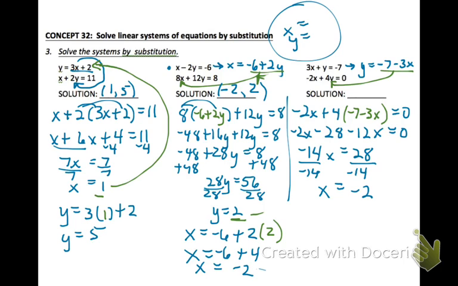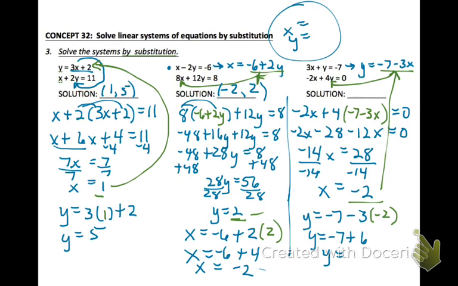Now I need to take what x equals and plug it into one of my originals, or even the one I adjusted. And so that's where I'm going to plug it in. So I have y equals -7 minus 3 times -2. So y equals -7 plus 6, or y equals -1. And then finally I just write that as an ordered pair. So x is -2, y is -1. And those are my 3 solutions to my 3 systems.